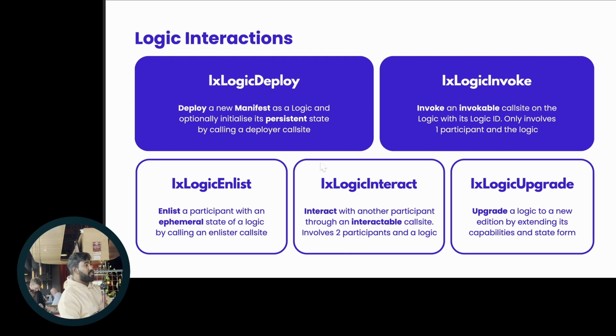The enlist method is used for managing logics which are purely ephemeral, right? The same way when you deploy a logic, you have a constructor associated with it. When you deploy an ephemeral logic, you have to have an enlisting method for me to initiate my state with that logic. The logic needs a way to know that I am an active member of this logic, right? And for interactable calls, you need to use IX logic interact.